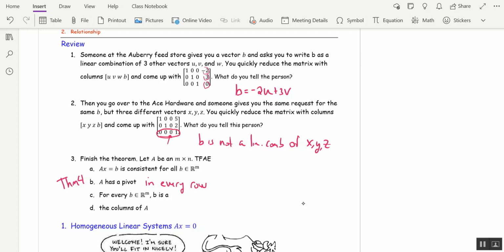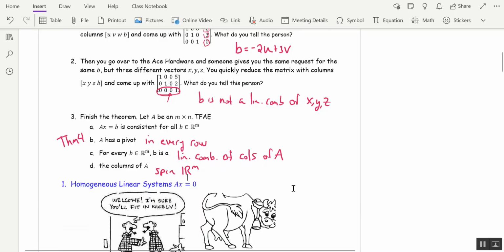For every B in Rm, B is a linear combination of the columns of A. And finally, that's equivalent to the columns of A span Rm. And that's A is an M by N matrix. And we'll refer to this theorem later in the lecture today.